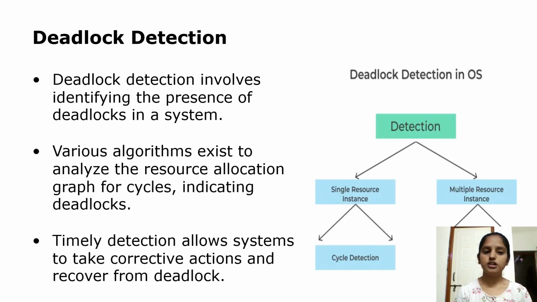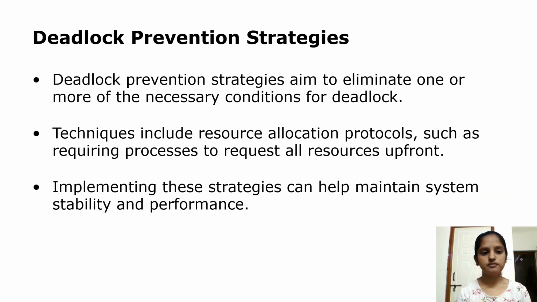And coming to deadlock detection. Deadlock detection involves identifying the presence of deadlocks in a system. Various algorithms exist to analyze the resource allocation graph for cycles indicating deadlocks. Timely detection allows systems to take corrective actions and recover from deadlocks. Here is the pictorial representation for the detection: single resource instance and multi-resource instance, and this can be identified by using these methods.